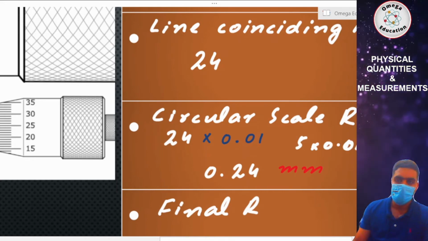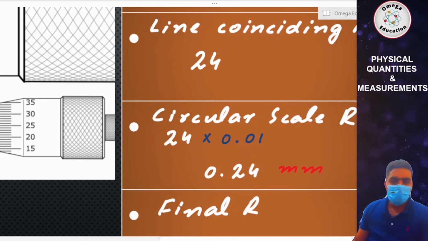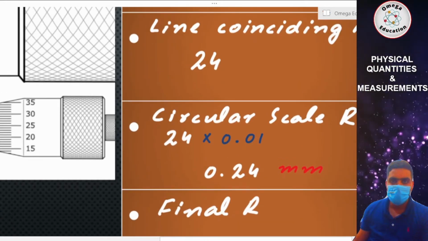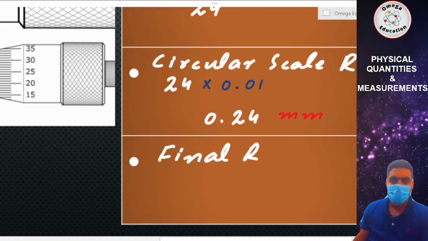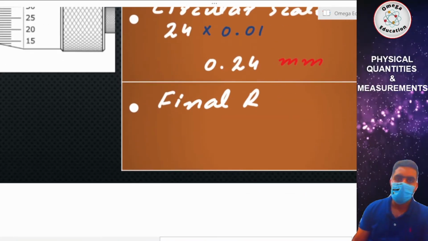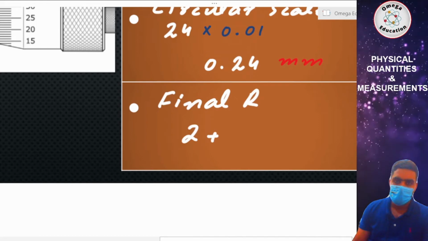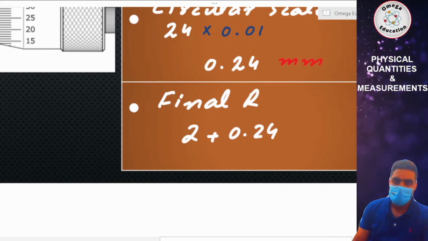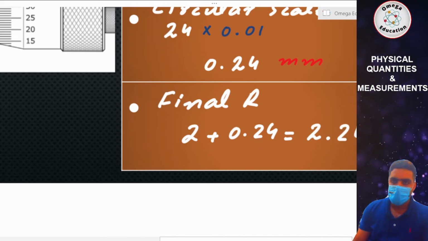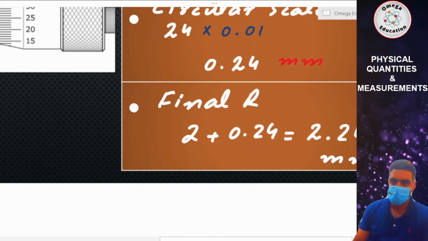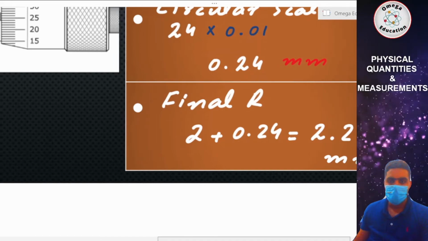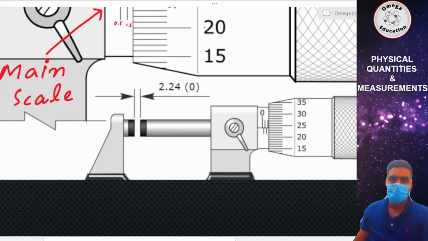In the next step, what we have to do is add the main scale reading, 2 millimeters, with the circular scale reading. So 2 plus 0.24 gives us 2.24 millimeters. That would be the final reading from your screw gauge or micrometer.